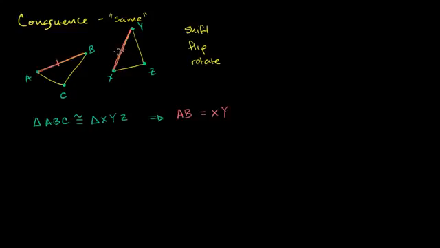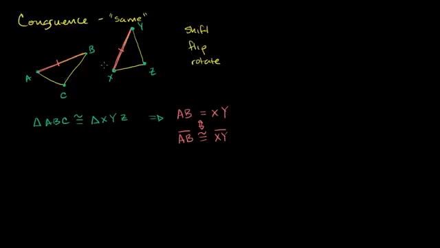You don't always see it written this way, but you could also make the statement that line segment AB is congruent to line segment XY. But congruence of line segments really just means that their lengths are equivalent. So these two things mean the same thing. If one line segment is congruent to another line segment, that just means the measure of one line segment is equal to the measure of the other line segment. And so we can go through all of the corresponding sides.